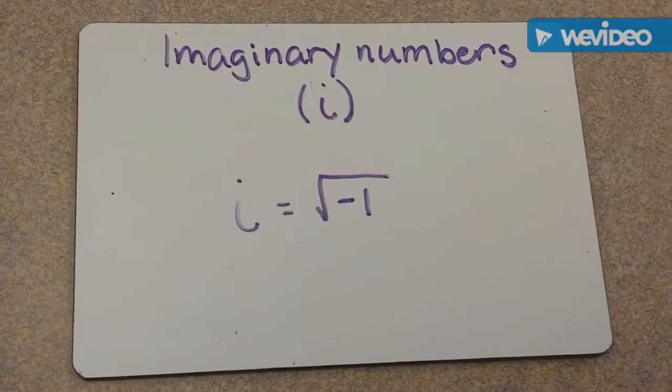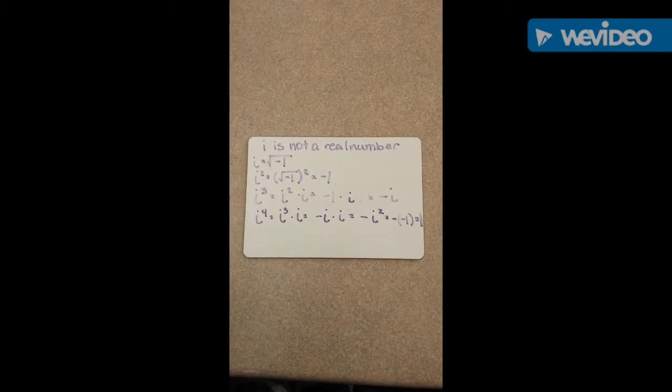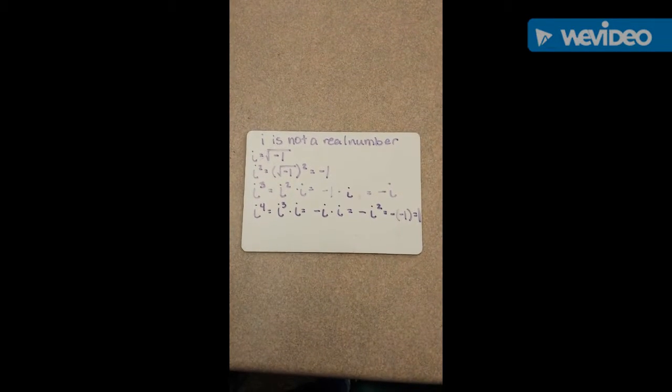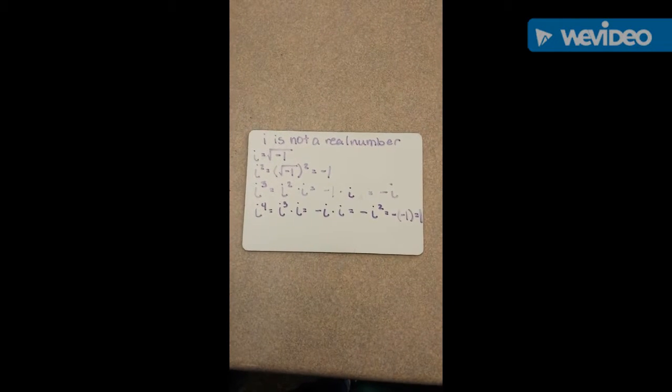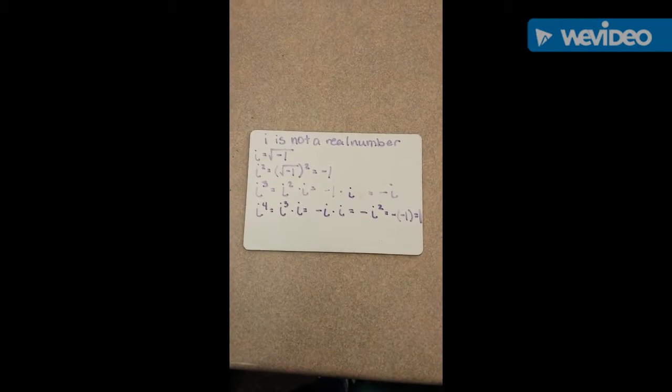We'll be learning about imaginary numbers, also known as i. i equals the square root of -1. i is not a real number. i is equal to the square root of -1. i squared is equal to the square root of -1 squared, which is equal to -1.